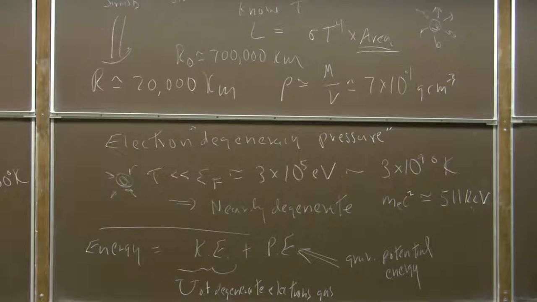When the star gets more massive, it actually shrinks. Okay? And that's because we have a higher power of the mass in the potential energy than in the kinetic energy. Okay?